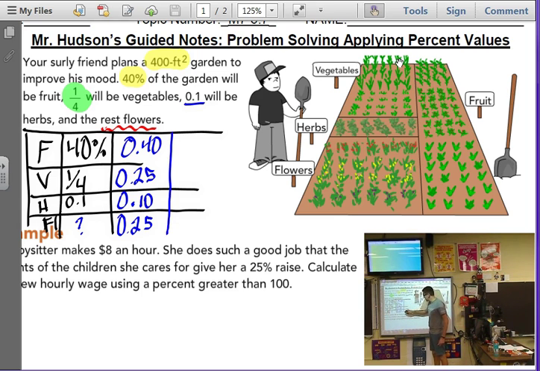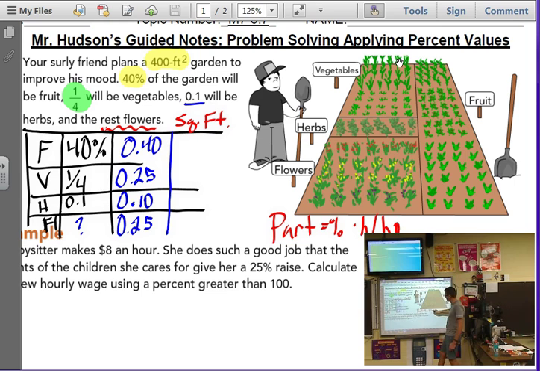So I want you guys to pause the video and try to calculate the actual square footage of each section, because then we would use that to determine how many seeds we can actually purchase and how much we would expect to yield from each of those sections. So remember, to do this, we want to find the part, how much is fruit, how much is vegetables. So for each of these parts, we're going to use the percent equation, where part equals percent times whole.